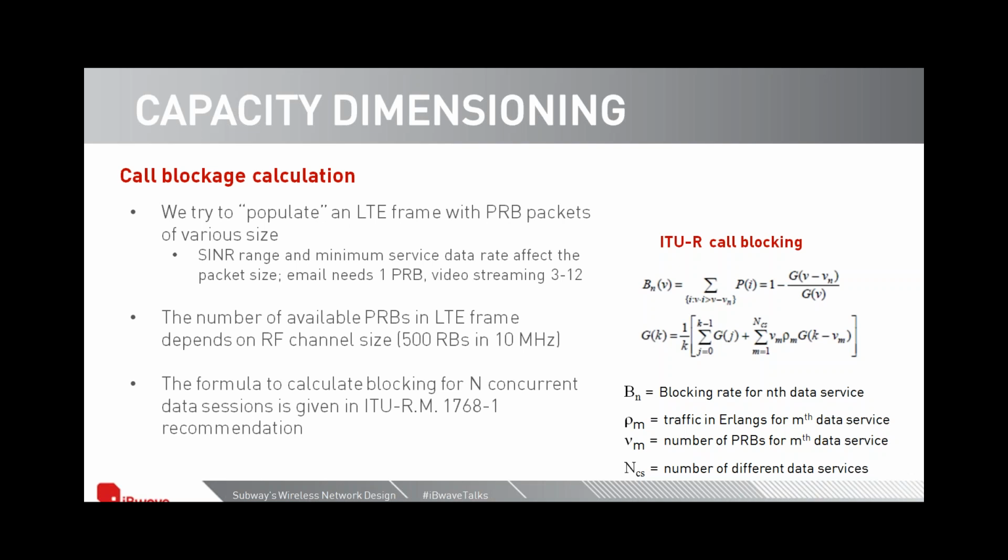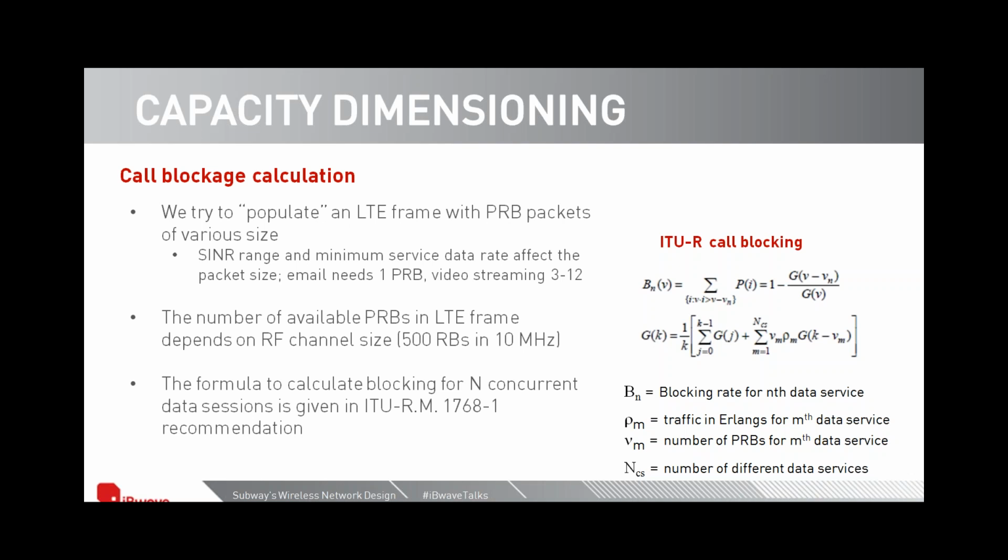Well, for 10 megahertz, it's 500 PRBs. Why is it not 50? Well, it is 50 in each subframe, and we have 10 subframes in a frame. Okay, so 10 times 50 is 500.